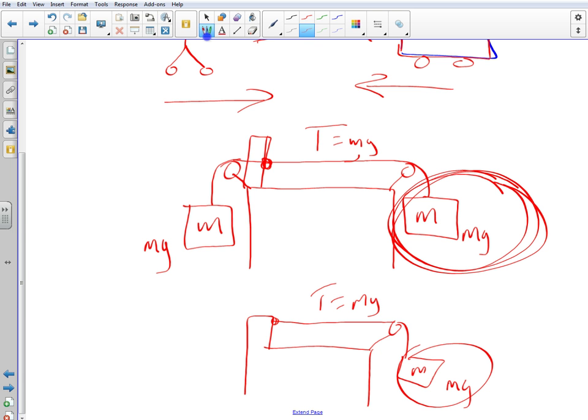So be careful about that. In a tug of war, if everybody's in equilibrium, the tension force on the string is as hard as either team is pulling. And if it's in equilibrium, they have to be pulling the same.